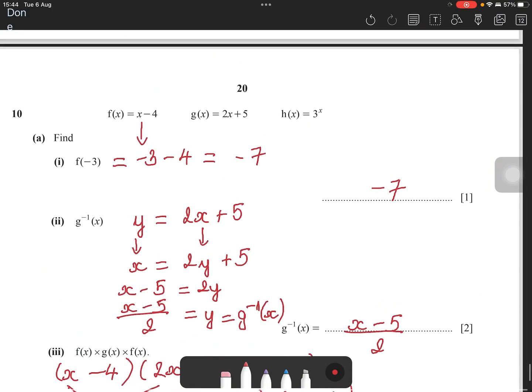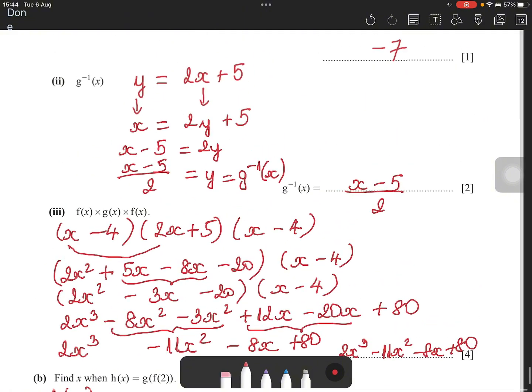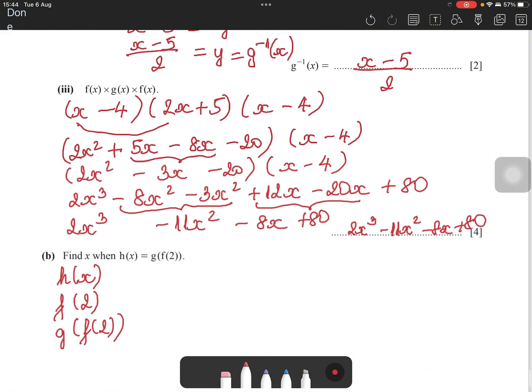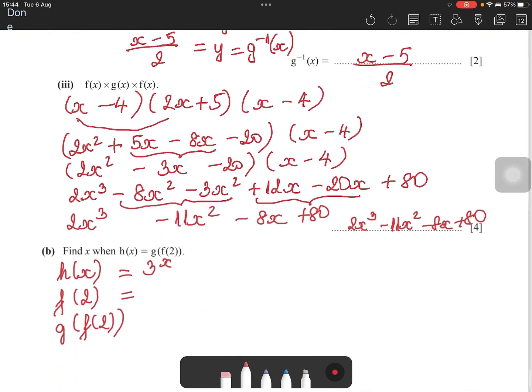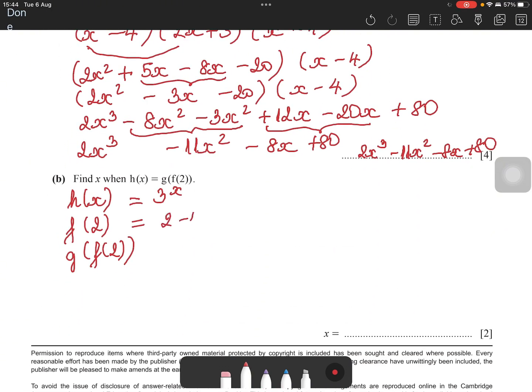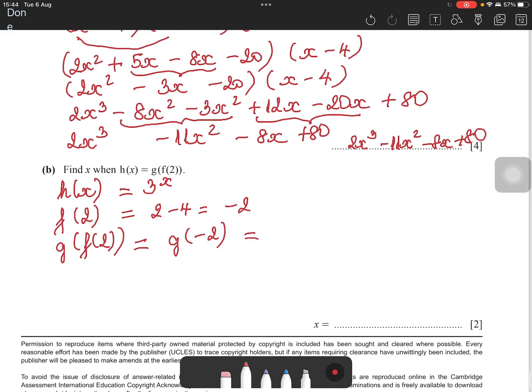h of x is 3 to the power of x. f of 2 is x minus 4, which means 2 minus 4 equals negative 2. So g of this means g of negative 2. And you know g is 2x plus 5. So this is 2 times negative 2 plus 5, which is negative 4 plus 5 equals 1.